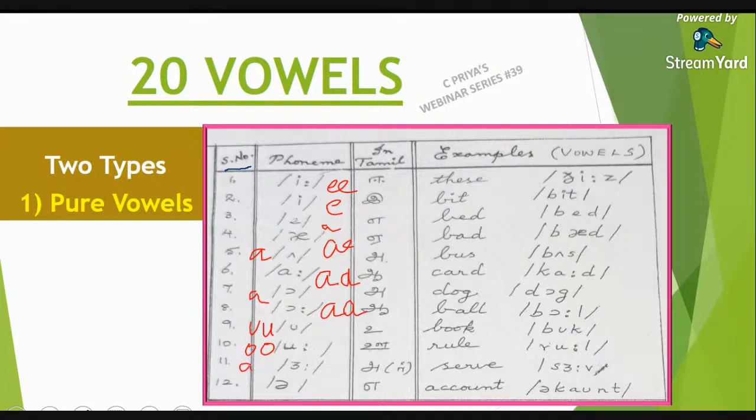The 11th one produces R. Here R is silent. The last one produces A. So here I have introduced the sounds in English for your better understanding. Now you can take a screenshot here.